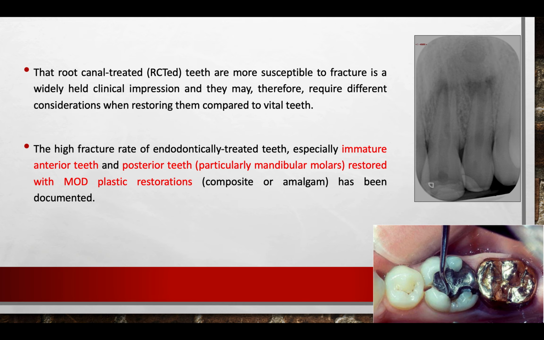Another reason is when you have an immature tooth that has undergone, for example, trauma, and it needs root canal treatment, these teeth are not completely formed. The roots will be thin and weak and shorter than completely formed teeth, and therefore they are weaker than the vital teeth. Okay.